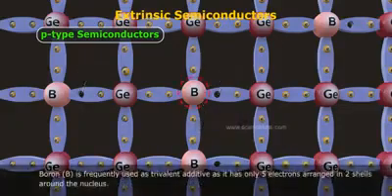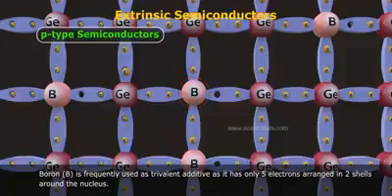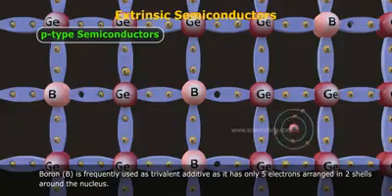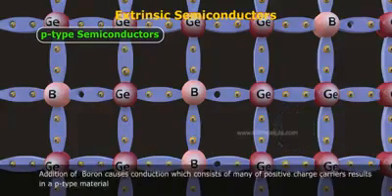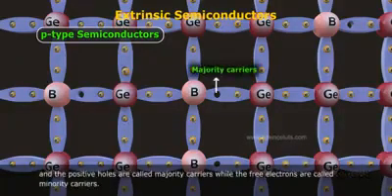Boron, B, is frequently used as a trivalent additive, as it has only 5 electrons arranged in 2 shells around the nucleus. Addition of boron causes conduction, which consists of many positive charge carriers, resulting in a P-type material, and the positive holes are called majority carriers, while the free electrons are called minority carriers.